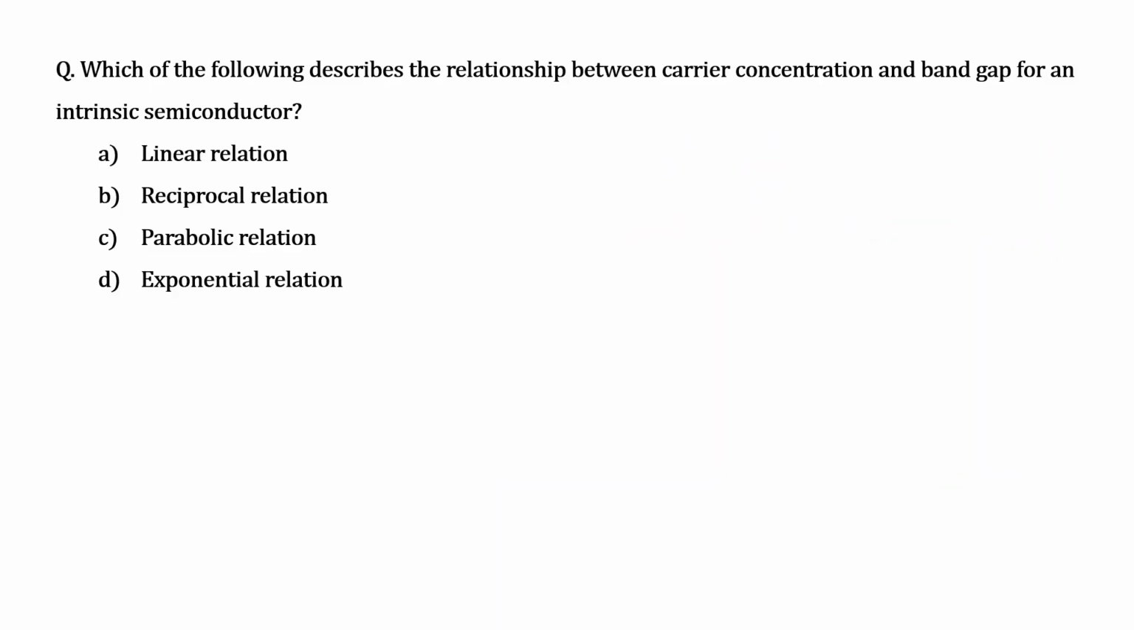Which of the following best describes the relationship between carrier concentration and band gap for an intrinsic semiconductor? For an intrinsic semiconductor, we know there is no doping, there are no additional charge carriers. So what is the relationship between carrier concentration and band gap? Is it linear, reciprocal, parabolic, or exponential?